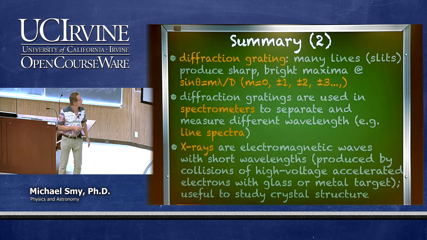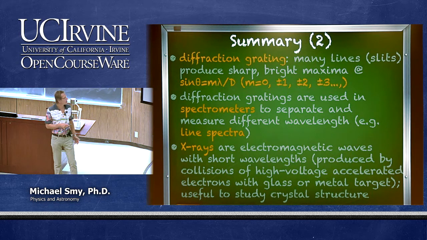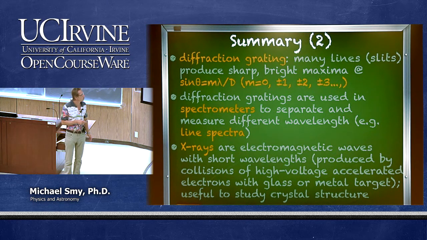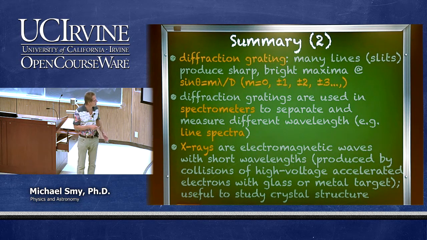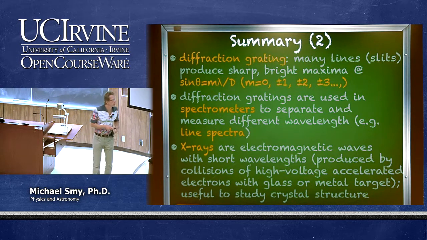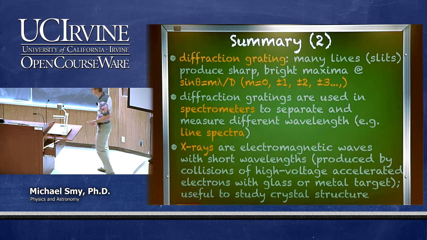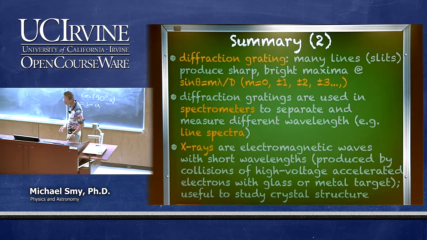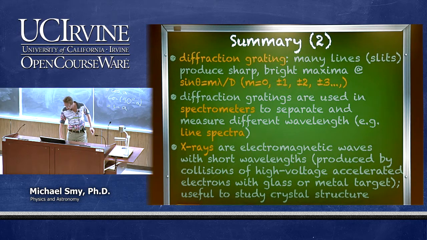Then X-rays are electromagnetic waves with very short wavelengths produced by collisions of high voltage accelerated electrons with glass or metal targets. And their diffraction is useful to study crystal structure, such as the double helix of the DNA molecule.